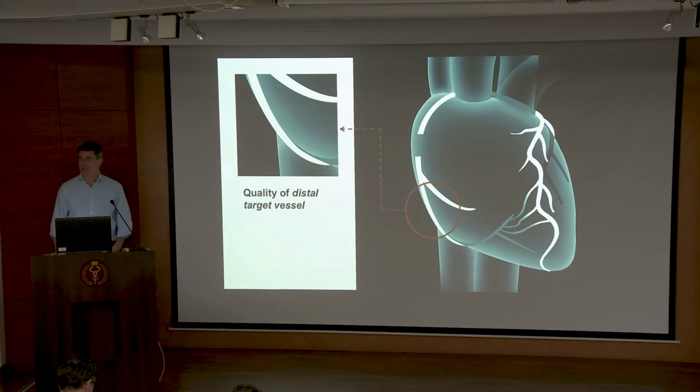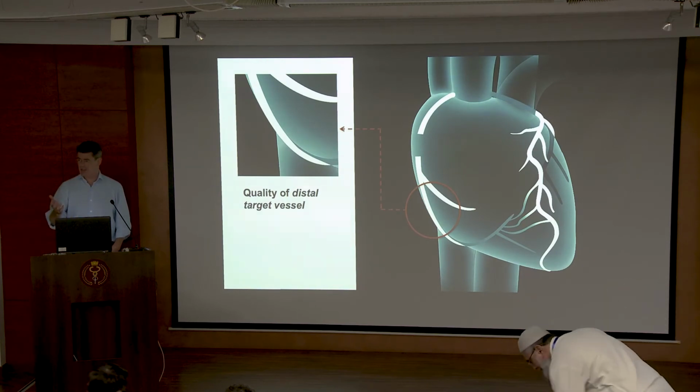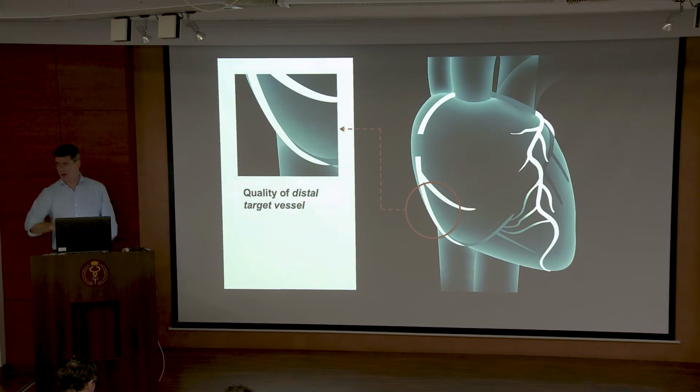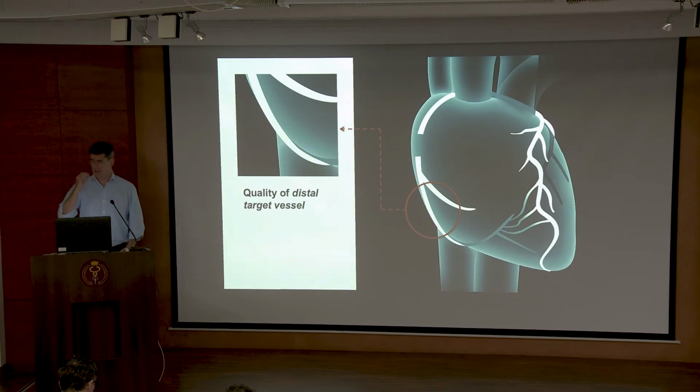Now what about the quality of your distal target vessel? One thing that makes CTO operators nervous, and when we're proctoring, is a case where the distal target is very poor, either very small, very heavily diseased, very heavily calcified, or you can't even see it at all. So the quality of the distal vessel, which is really what you're trying to open up, is important in your decision making.